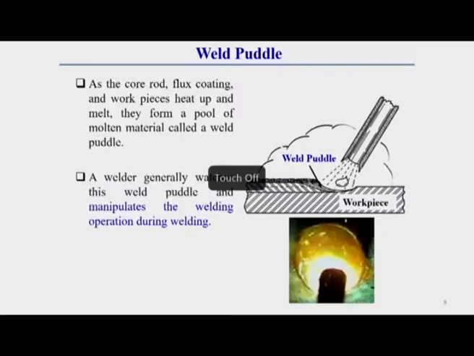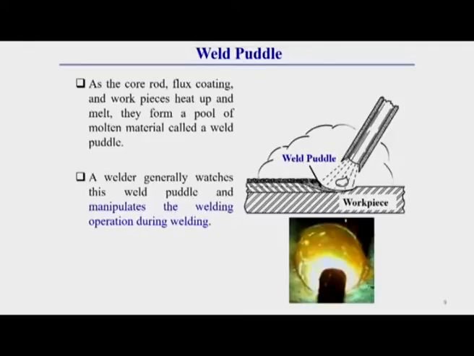Now we will go for other constituents, because we are discussing the different constituents of the SMAW process. We observed that one constituent is the electrode, another one is the weld puddle. Generally the weld puddle is a molten pool: a molten pool of base material, electrode material and flux. Once the flux burns or melts, and the base metal and the electrode melt, they form a molten pool. This molten pool is called a weld pool.